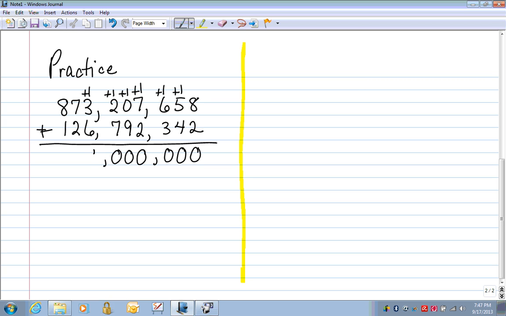4 plus 6 is 10. I place my 0 and carry my 1. 7 plus 1 is 8. 8 plus 2 is 10. I place my 0, carry over my 1. 8 plus 1 is 9. And 9 plus 1 is 10. Since I don't have any other place values to add, I put my 0, and then I can place my 1 here, and this is 1 billion.